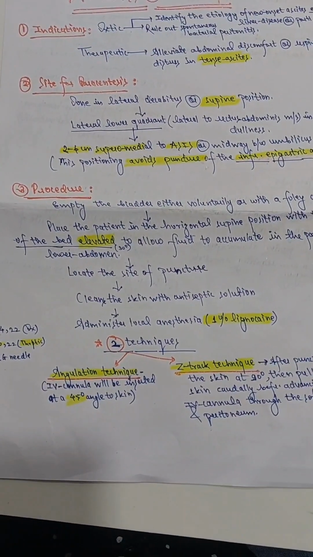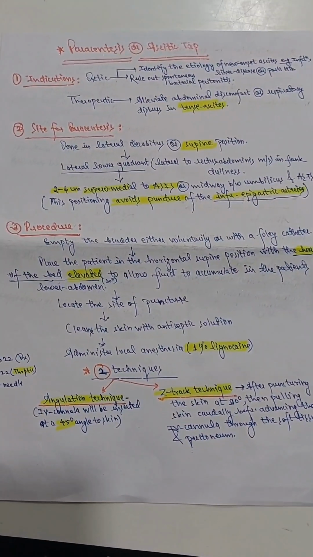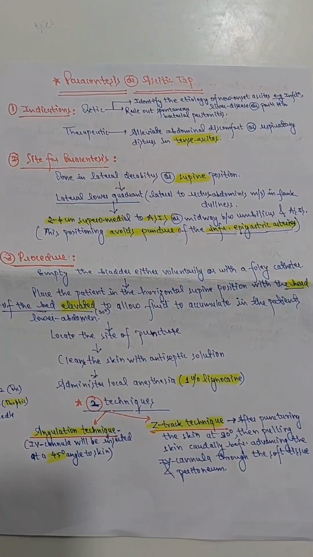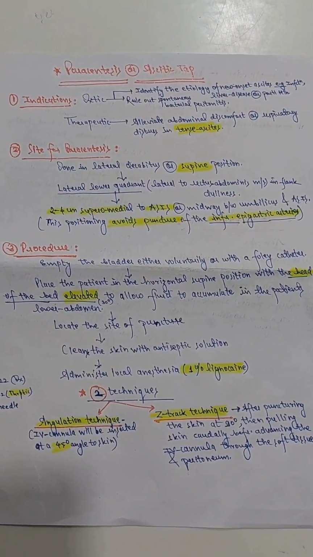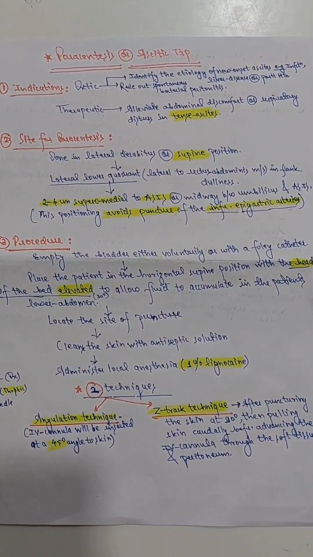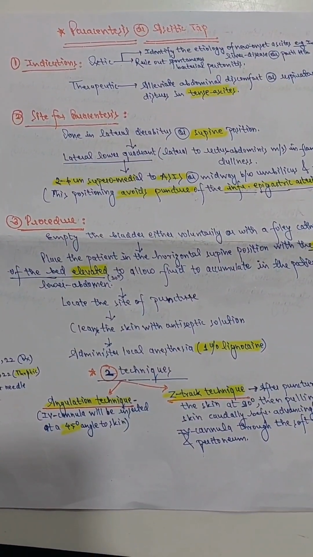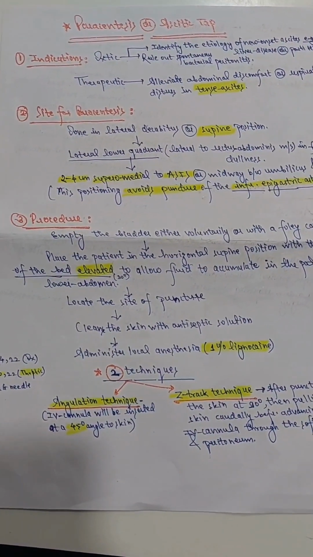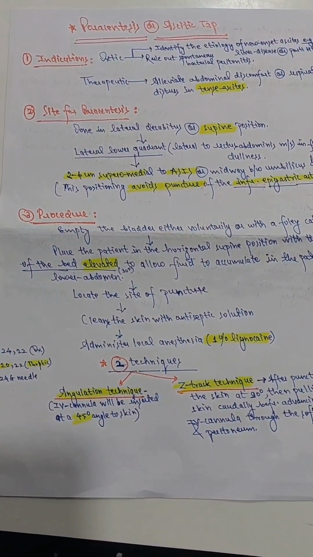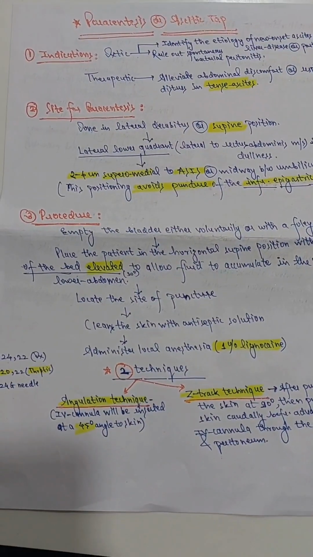And let us see the procedure now. So we have to first empty the bladder either voluntarily or with Foley's catheter so as to prevent perforation of the bladder. And we have to place the patient in horizontal supine position with the head of the bed elevated to allow fluid to accumulate in the patient's lower abdomen. And we have to locate the site of puncture. We have to clean the skin with antiseptic solution, spirit betadine. Then we have to administer the local anesthesia, that is 1% lignocaine, around the site of paracentesis.